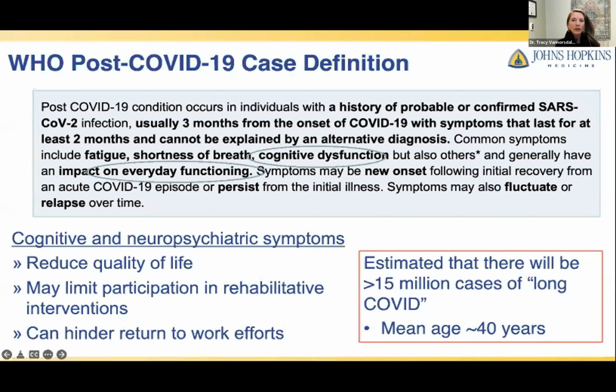I won't repeat the WHO case definition, but do want to highlight that neuropsychiatric symptoms are part of the post-acute COVID syndrome. They can reduce patients' quality of life, limit their participation in other rehabilitative interventions, and hinder their return to work efforts. It's been estimated that there will ultimately be over 15 million cases of long COVID. And because the majority of affected individuals are in midlife, there are real concerns about individuals retreating from their normal life roles. And so we need to be able to develop methods to rehabilitate patients and help them return to their family and work responsibilities.